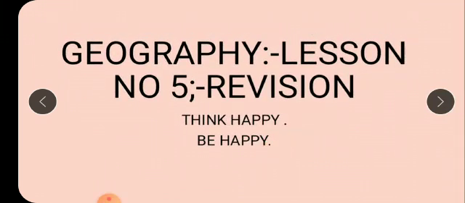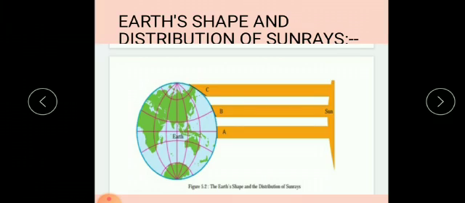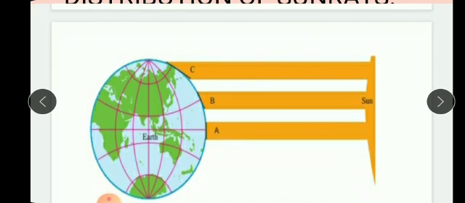So today's lesson is just a revision of lesson number 5, which is about temperature in detail. Remember, in the last video we did the revision of lesson number 4. So today is the revision of lesson number 5. This lesson begins with the distribution of sun rays on different parts of the earth, children.